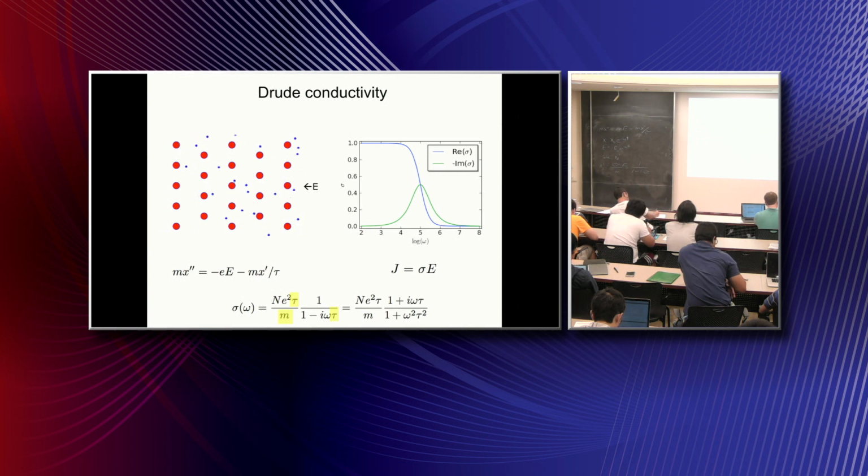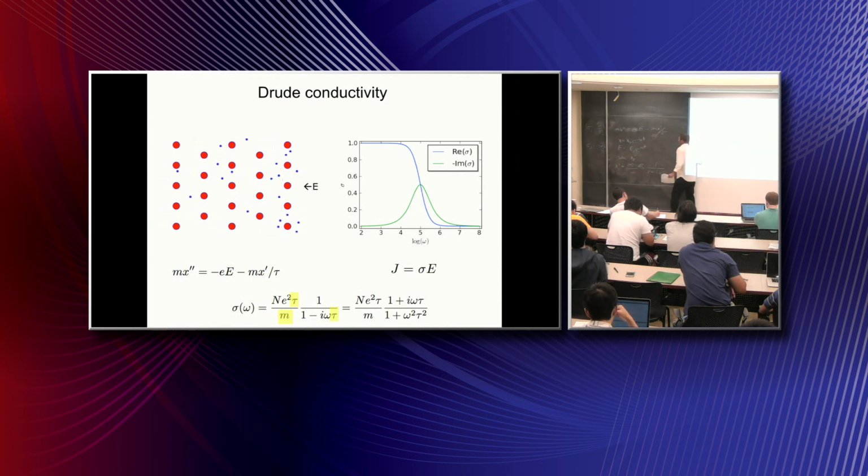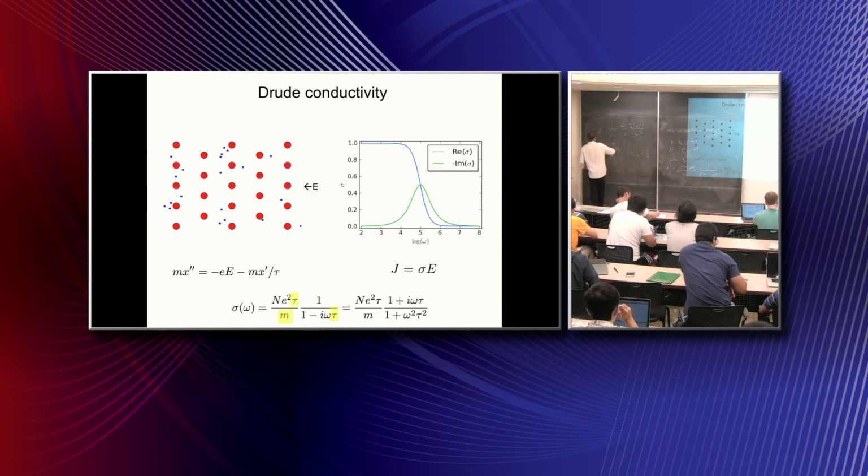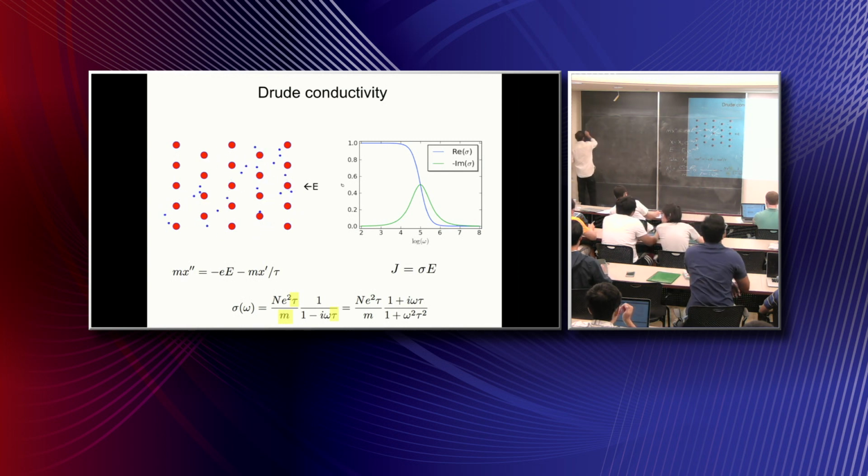And then the conductivity is just inferred from those expressions: sigma equals n e squared tau over m times 1 over 1 minus i omega tau, or writing it a little bit differently, n e squared tau over m times 1 plus i omega tau over 1 plus omega squared tau squared. Okay?